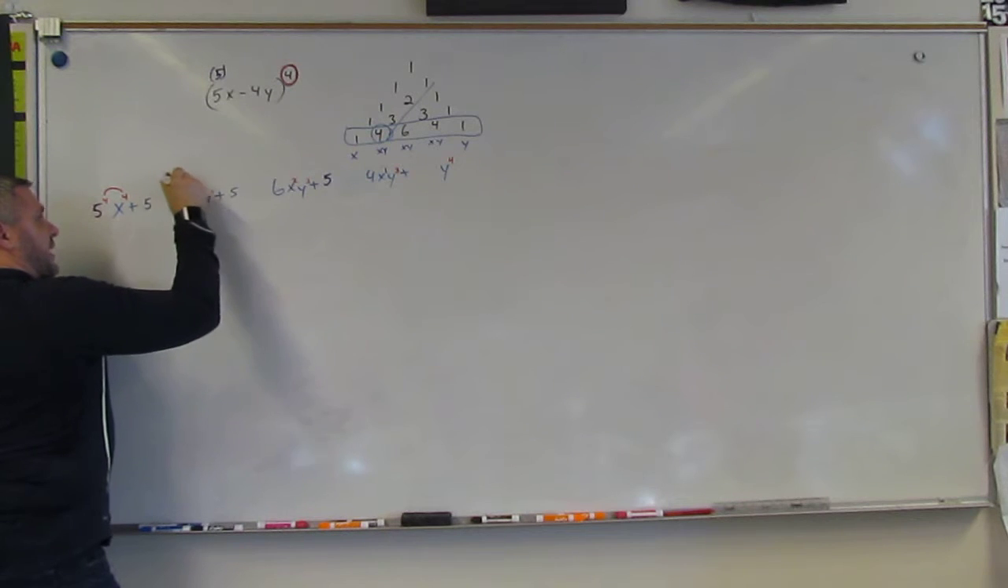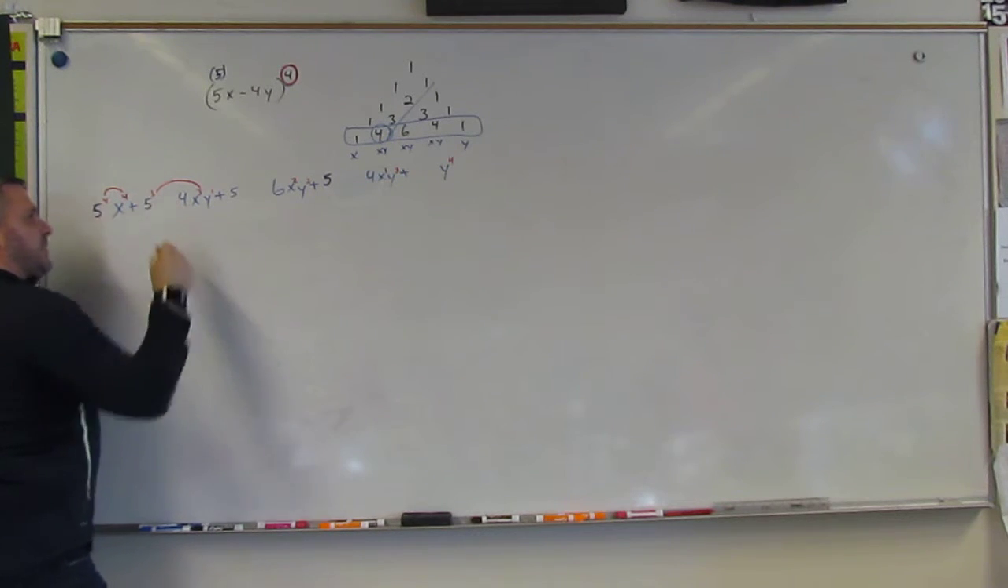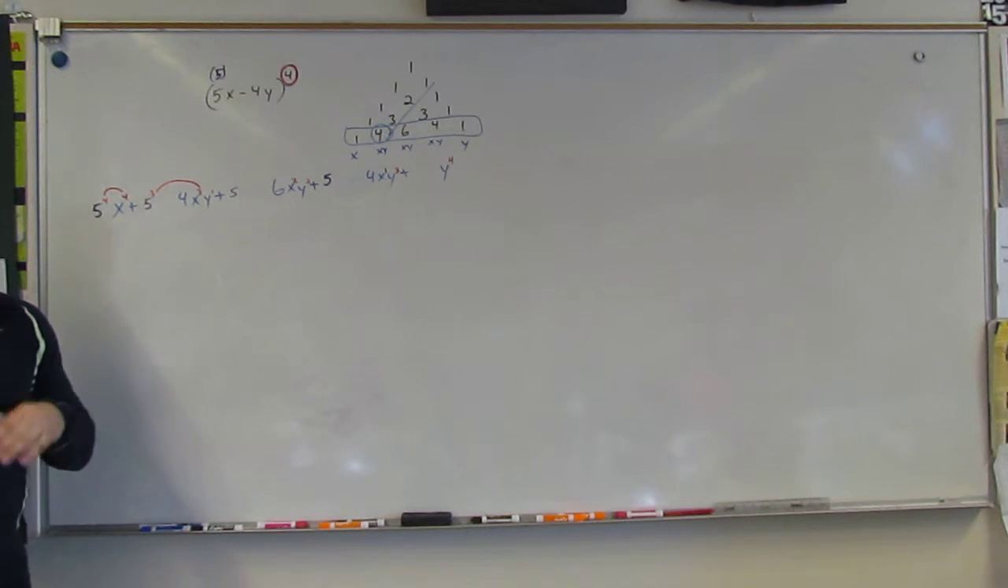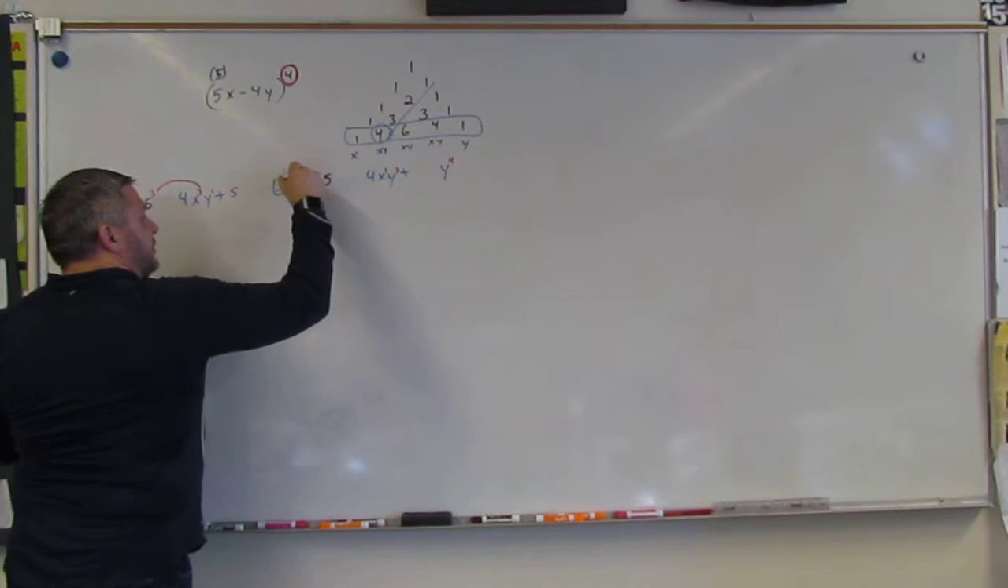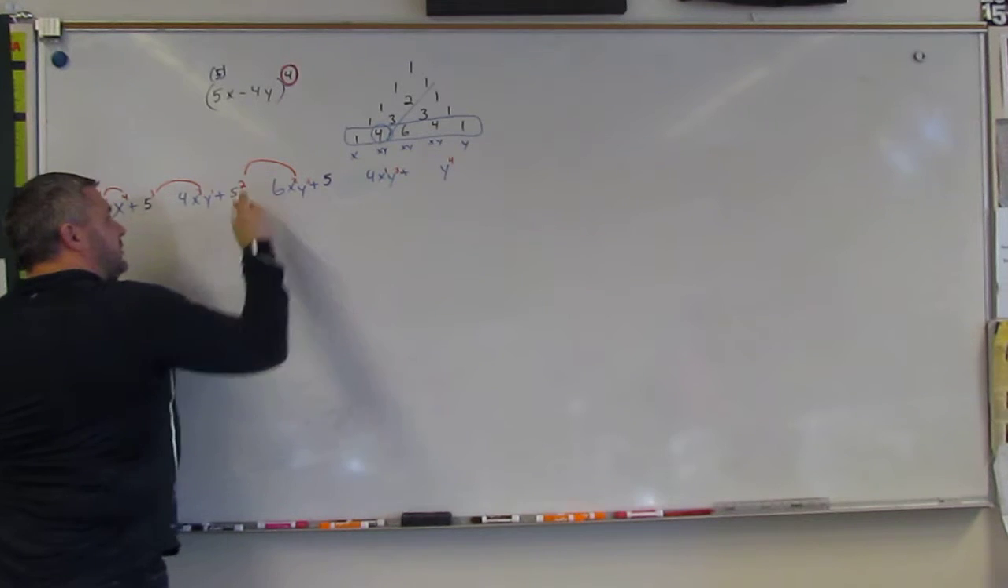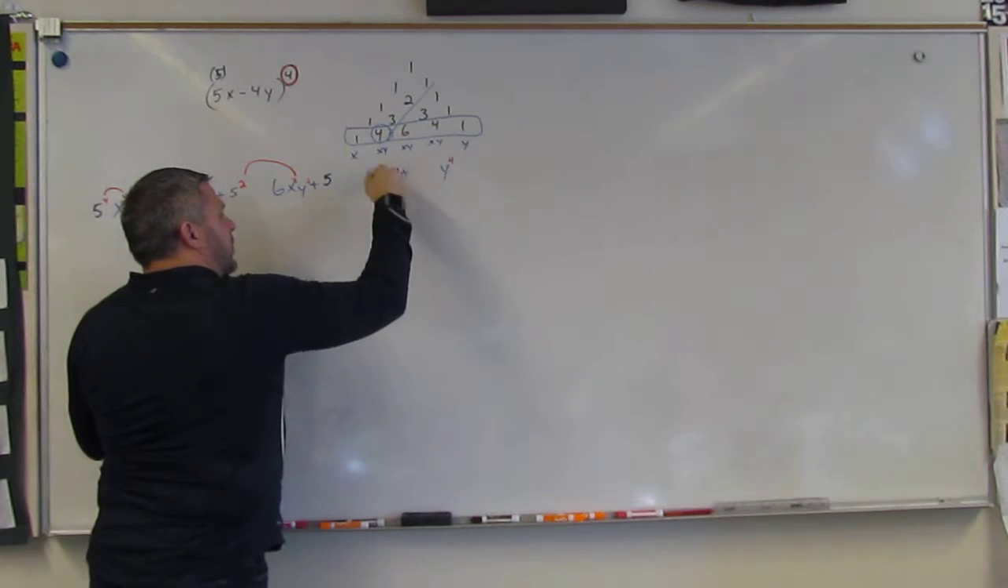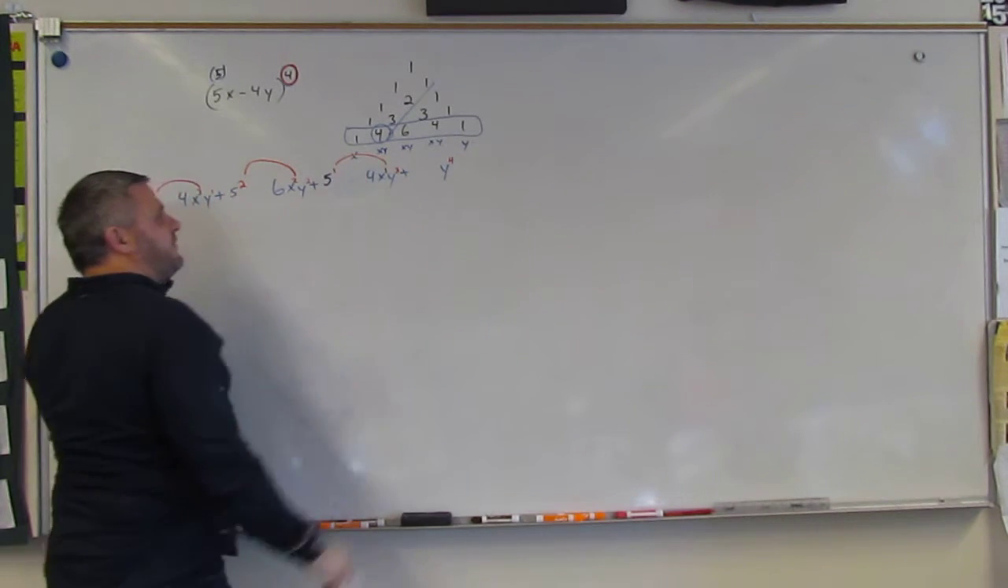This x has a 3, so we're going to put a 3 on the 5. Okay, so 5 to the 3rd power. This x has a 2, so we're going to put a 2 on the 5. And this x has a 1, so we're going to put a 1 on the 5.